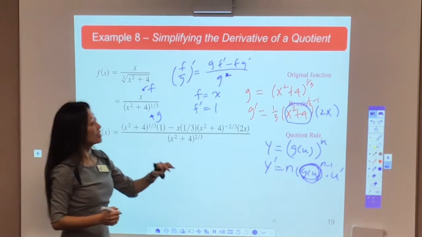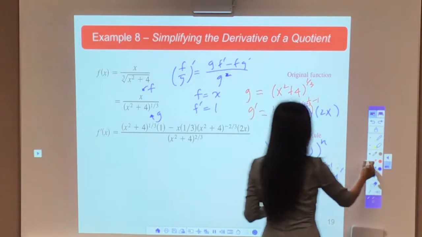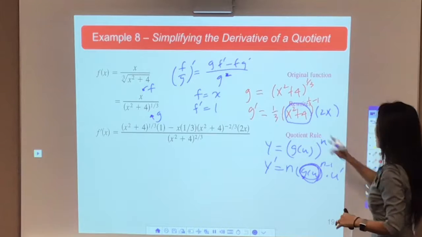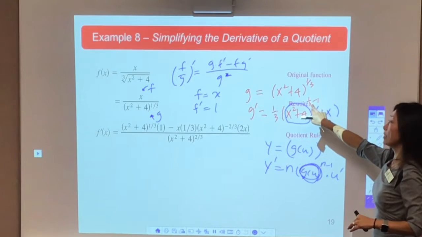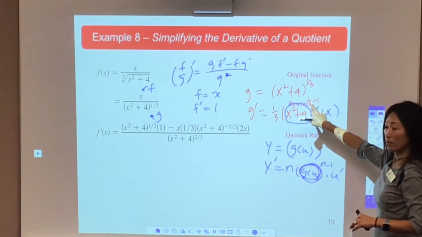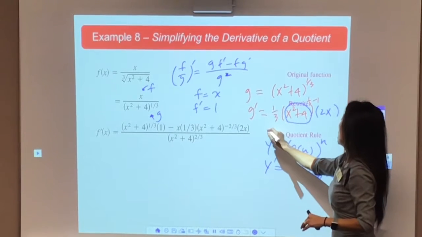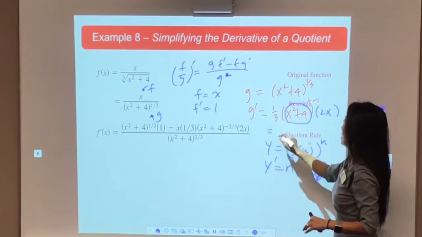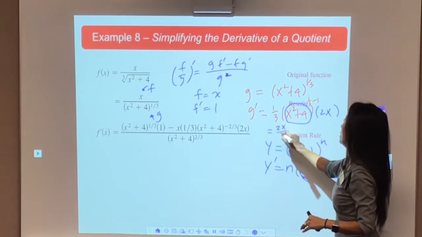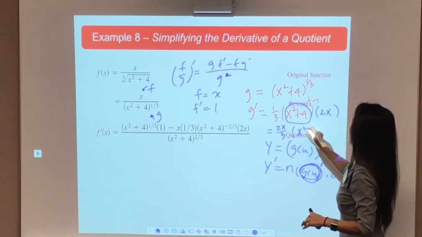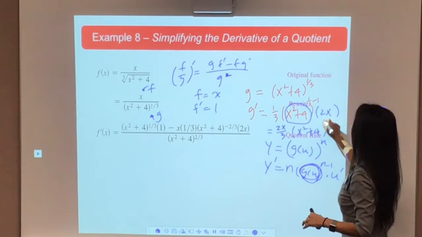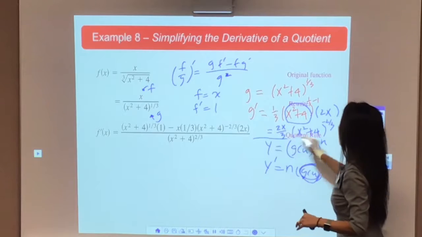All right, so I'm almost done. So what do you have? Can I rewrite this problem? I need to simplify this power. What's that equal to then? Negative 2/3. Okay, so I have a 2x over 3, and then x squared plus 4 to the negative 2/3. So that's my G prime.